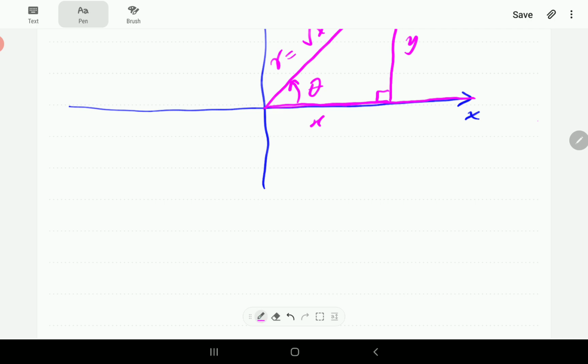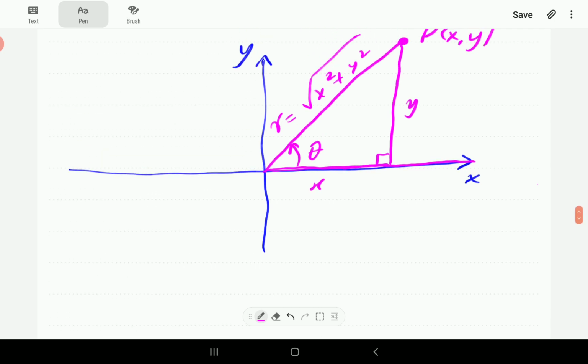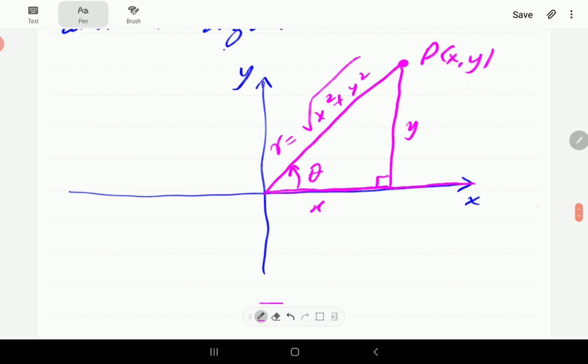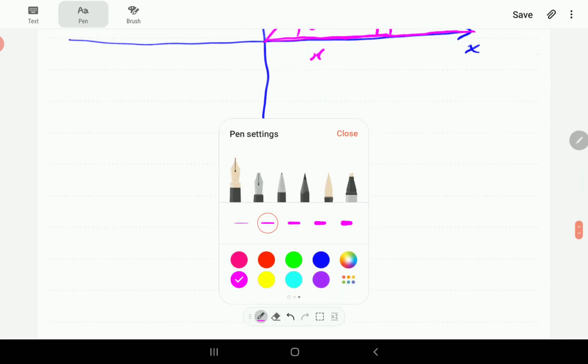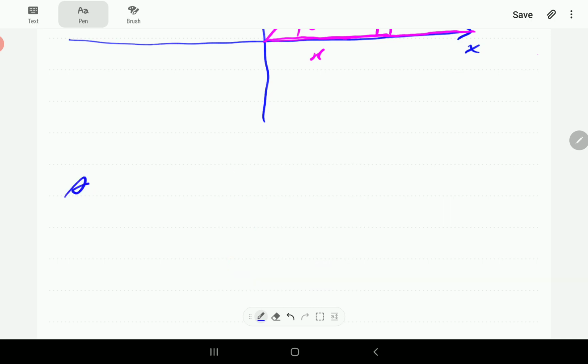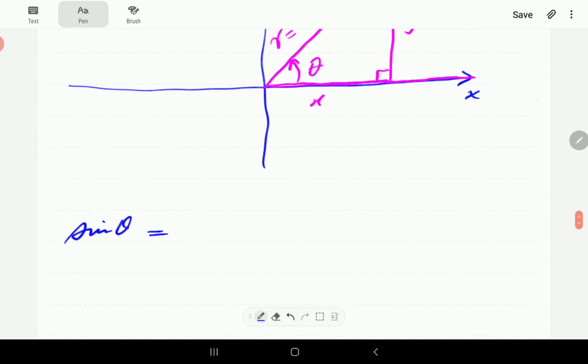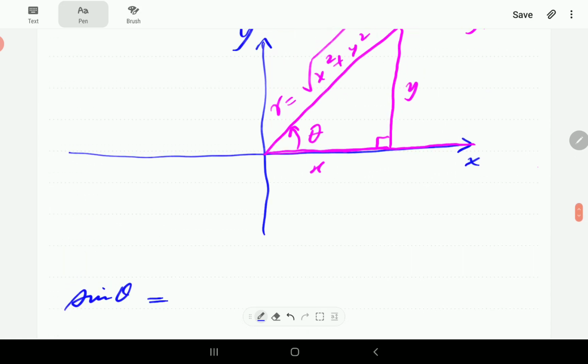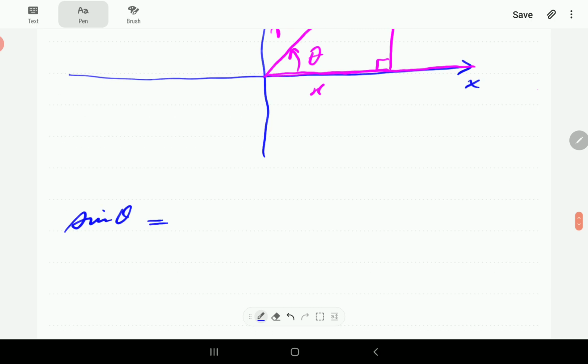We're going to start with sine theta. Notice that r here is always going to be positive, so the hypotenuse is always going to be positive. So let's define the trigonometric ratios. So sine theta, we know that sine theta is opposite over hypotenuse, so in this case opposite is y, hypotenuse is r, so sine theta is going to be y over r.